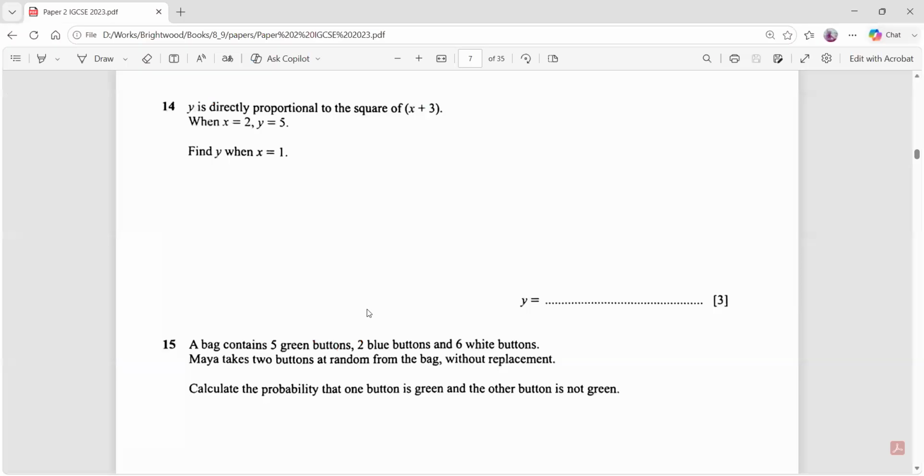What is the next one? Y is directly proportional to the square of x plus 3. When x equals 2, y equals 5. Find the value of y when x equals 1. They ask for the value of y when x equals 1. Yes, continue, and do the next one also. Try.